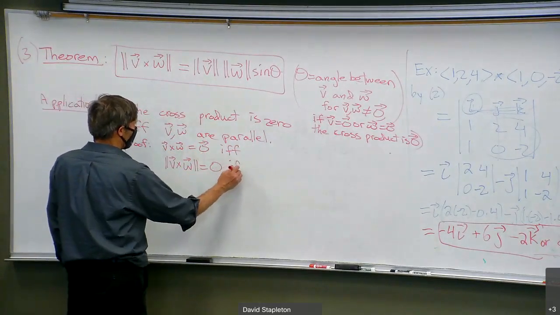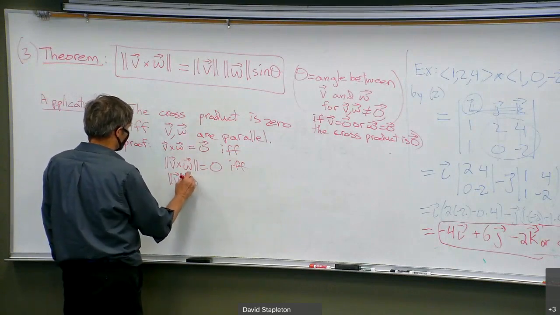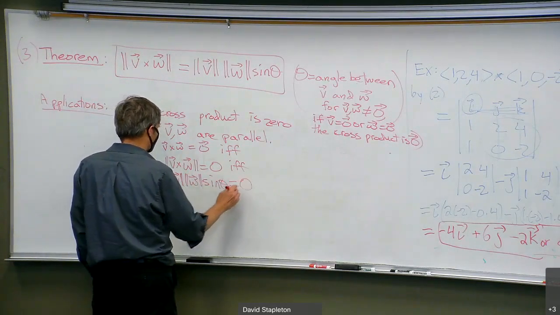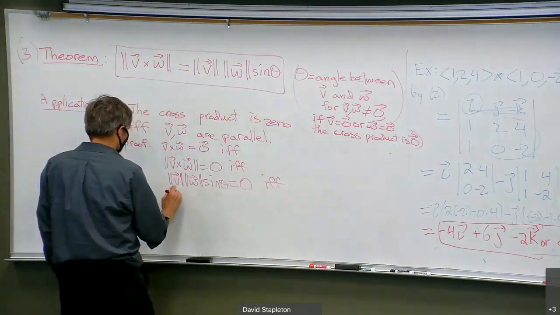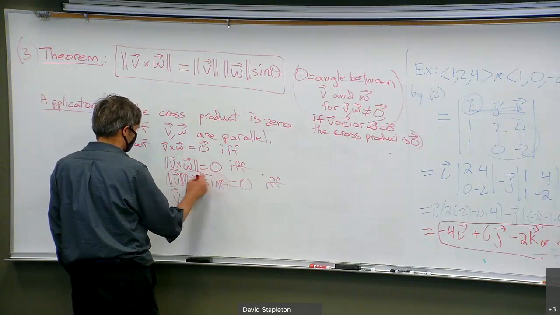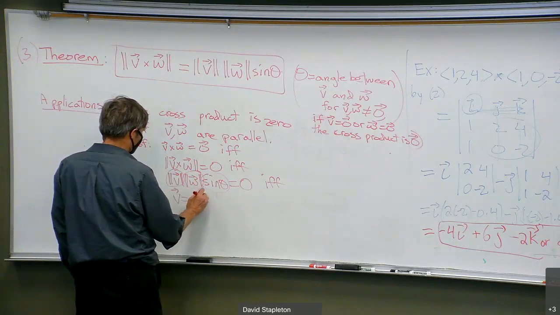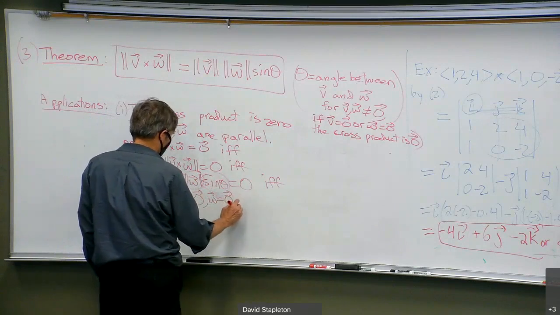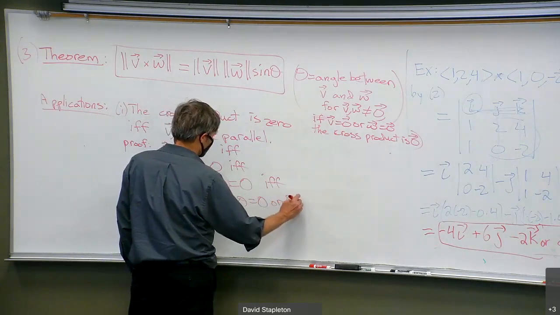which is true if and only if, by the theorem, the length of V times the length of W times the sine of the angle is equal to zero. It's a product of three numbers. Either this number is zero, or this one is zero, or this one's zero by the zero product property. That's the only way you get a product of zero. I mean, it's either V is the zero vector, W is the zero vector, theta equals 0 or theta equals pi radians.